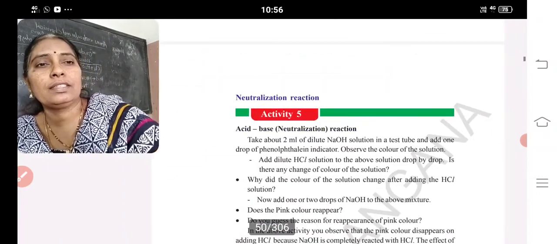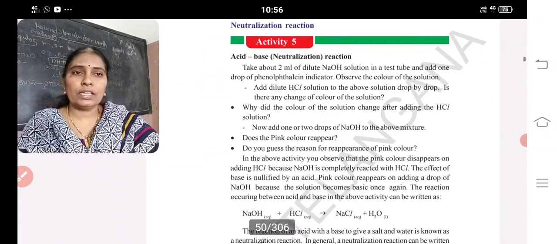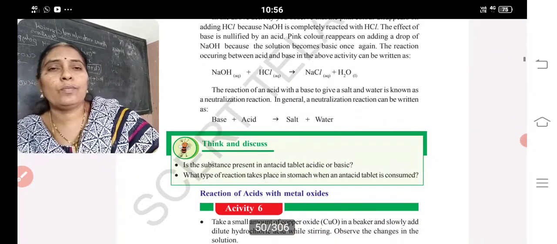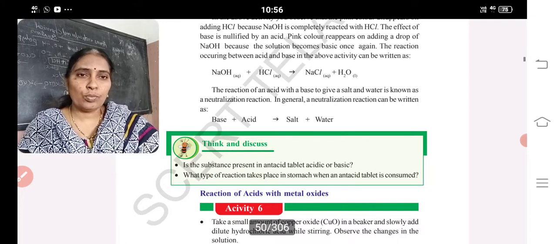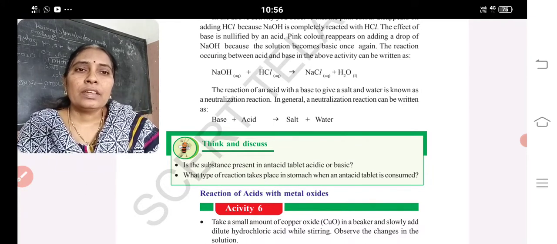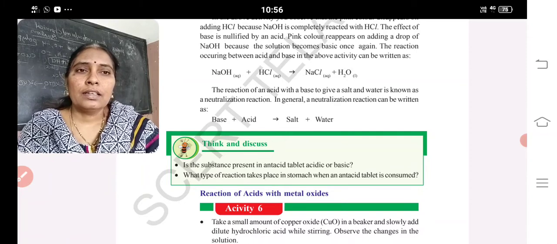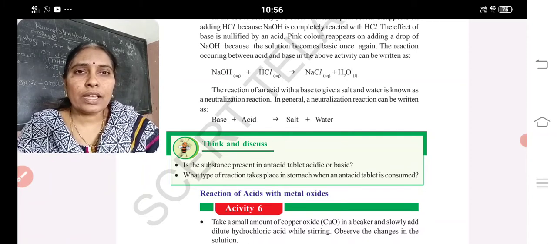Okay. Next, neutralization. We already discussed a neutralization reaction. Any acid reacts with a base, forms salt and water. This is said to be a neutralization. Is the substance present in an antacid tablet acidic or basic? Antacid. Opposite to acid is nothing but a base.